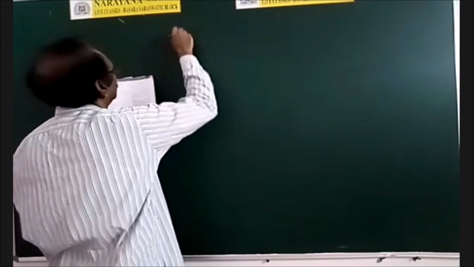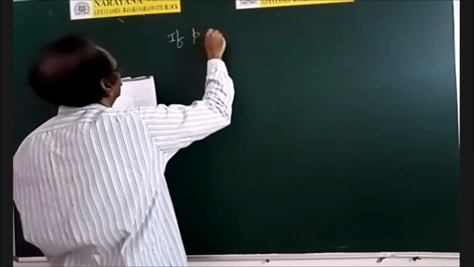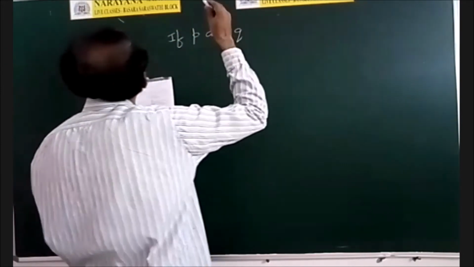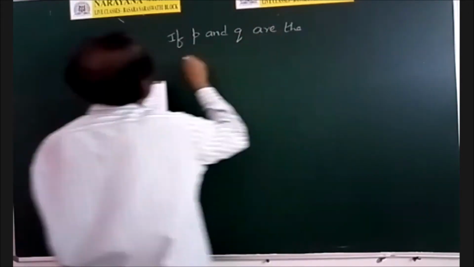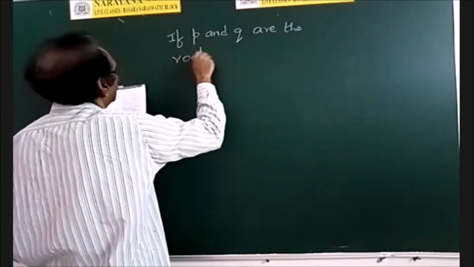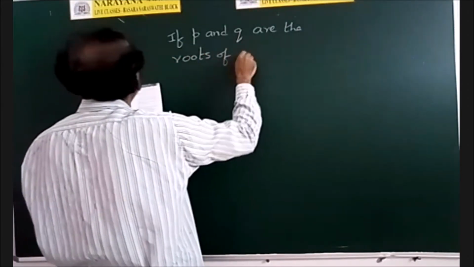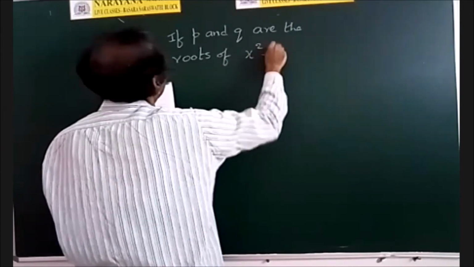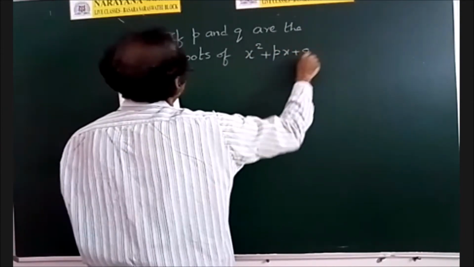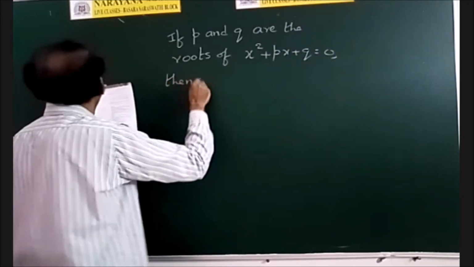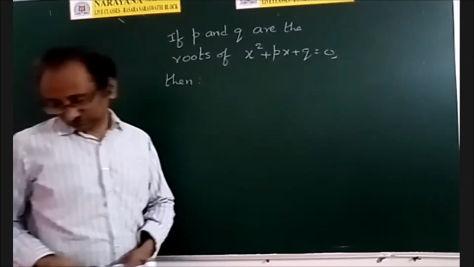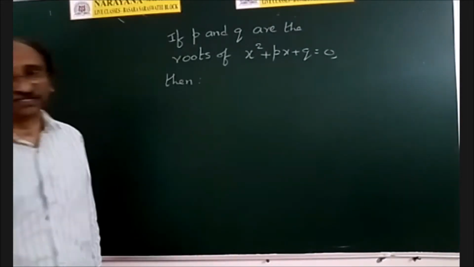Right. Note down the second question. If p and q are the roots of x square plus px plus q is equal to 0, then what are the values of p? What are the possibilities for p? That is the question.